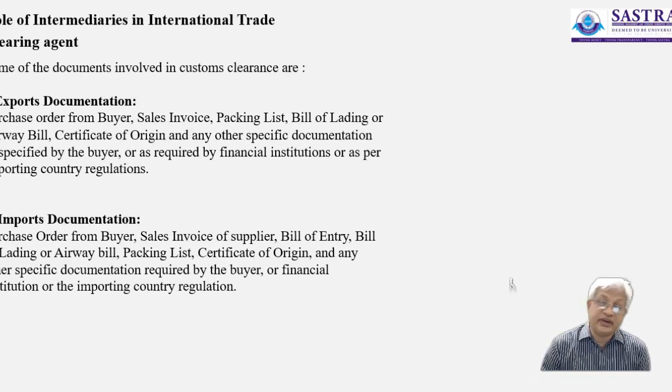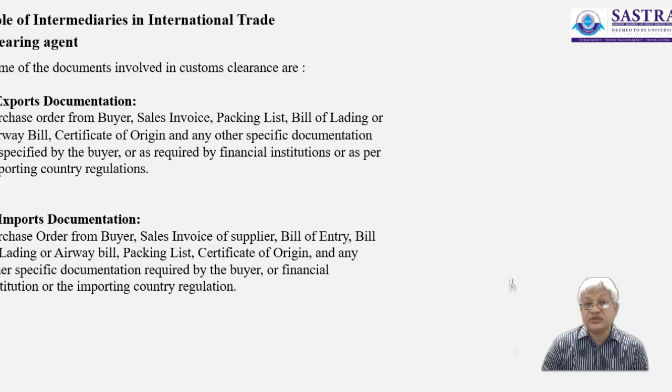So we reach the final part, that is the role of intermediaries in international trade. The clearing agents look into certain documents. Some documents involved in customs clearance for export: the purchase order from the buyer, the invoice, that is your commercial invoice, the packing list, bill of lading or the airway bill, certificate of origin, and any specific documentation as required by the buyer. Certain approvals, certain stamping, or required by the financial institutions, that is the banks, as per the importing country regulation.